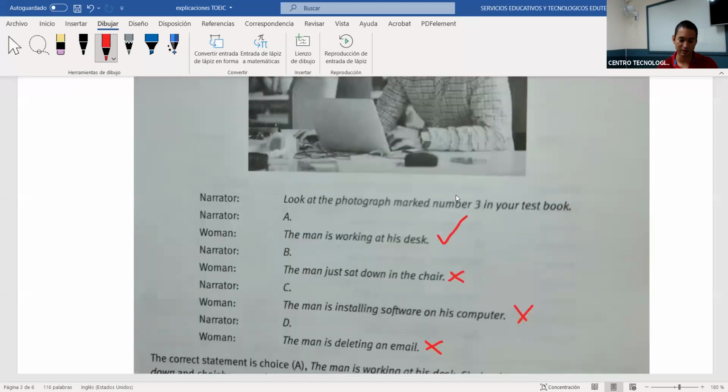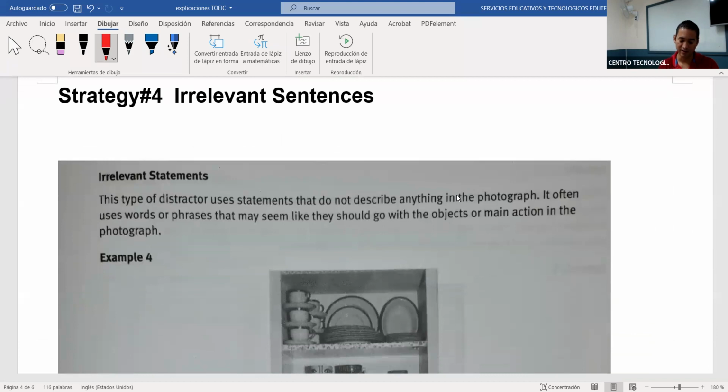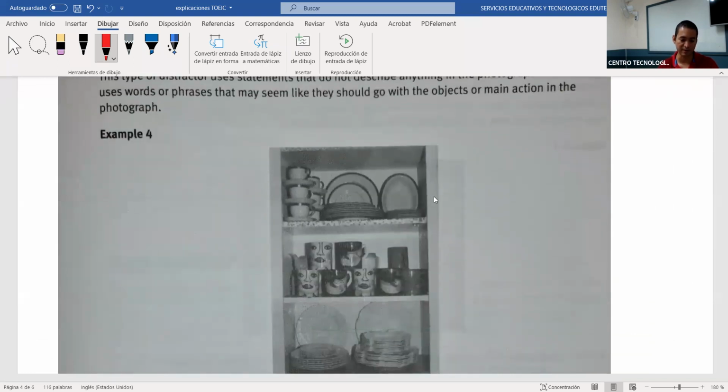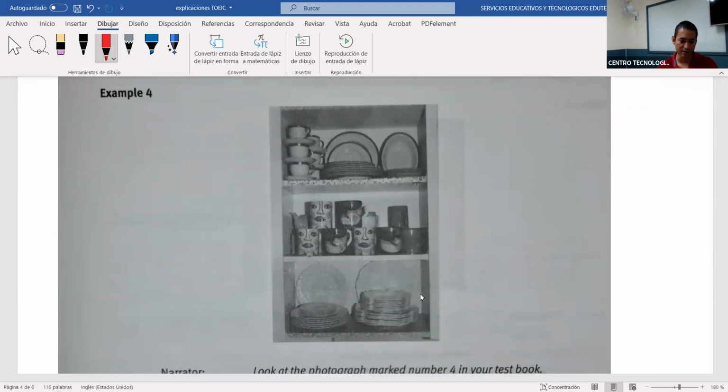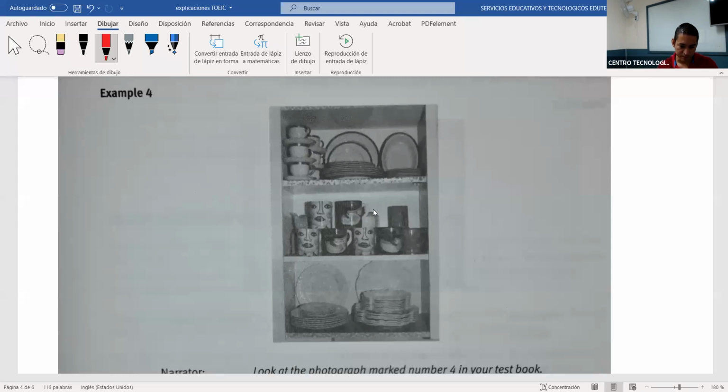So let's continue with strategy number 4. Strategy number 4 is about sentences that don't match the picture. They are completely irrelevant, okay? They don't match the context. So let's identify elements or items here, objects. Well, we have some glassware. Mostly we have some plates here, some cups here.